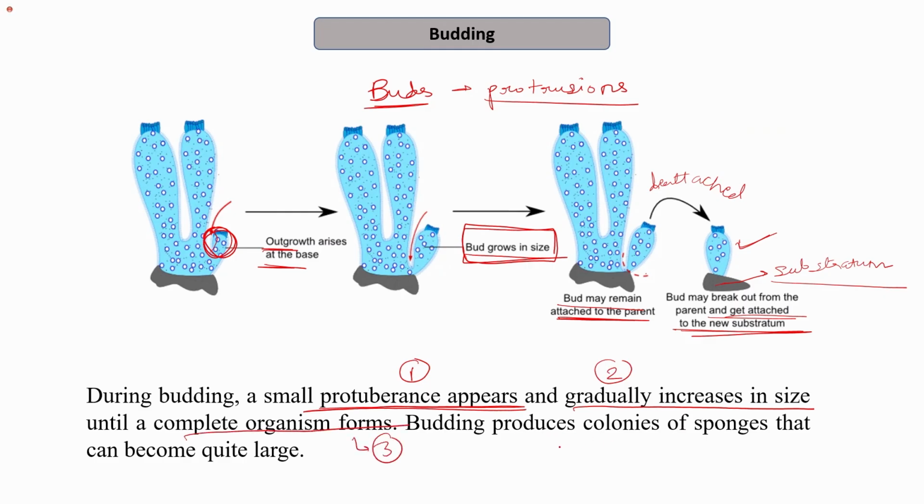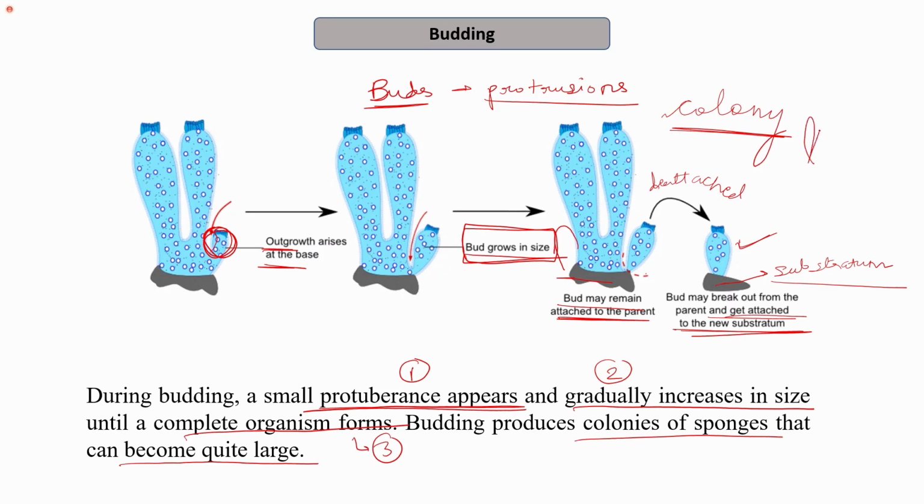And the budding produces colonies of sponges that can become quite large. Basically, this budding will lead to the formation of colonies, because if this bud remains attached, then other budding may also happen, right? So in that way, there are many organisms that remain attached to the same substratum, leading to the formation of a colony.